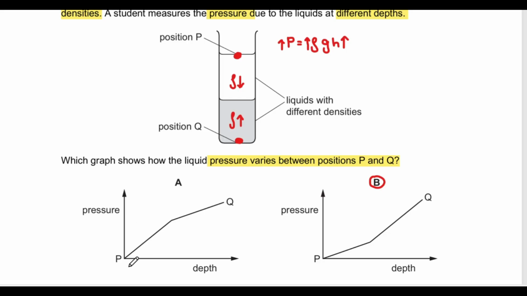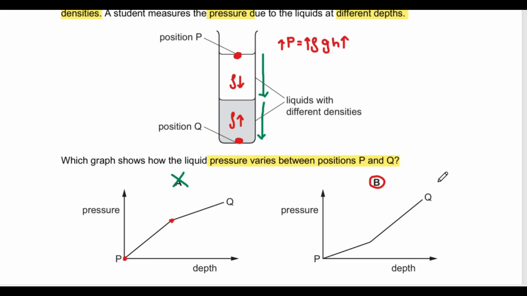In option A, from this point P till here, it is the journey of the object when it's moving in the lesser density medium and the pressure is increasing due to the increase in depth. But after this point, the object enters a greater density liquid and its pressure should increase because the density is increased. But over here, the slope is being reduced. That means pressure is being reduced after this point, which is not correct.